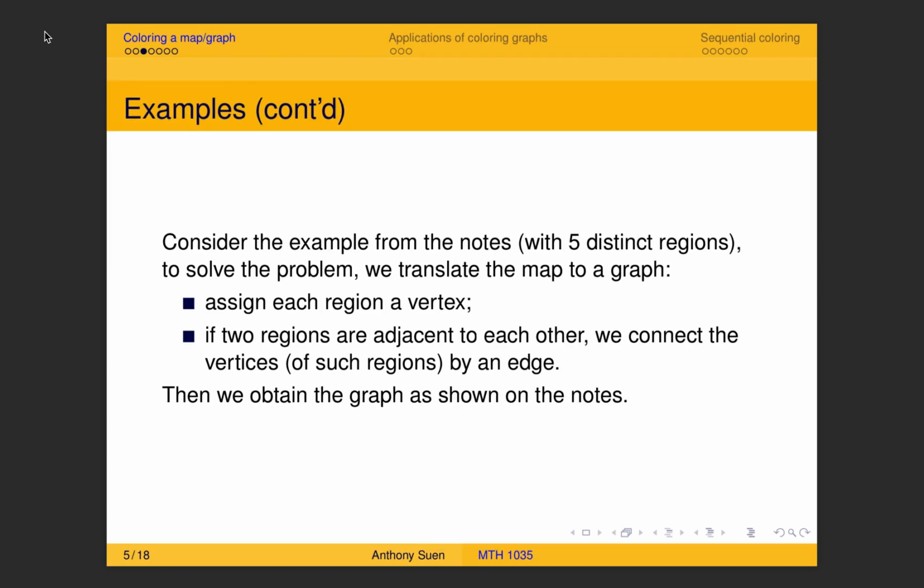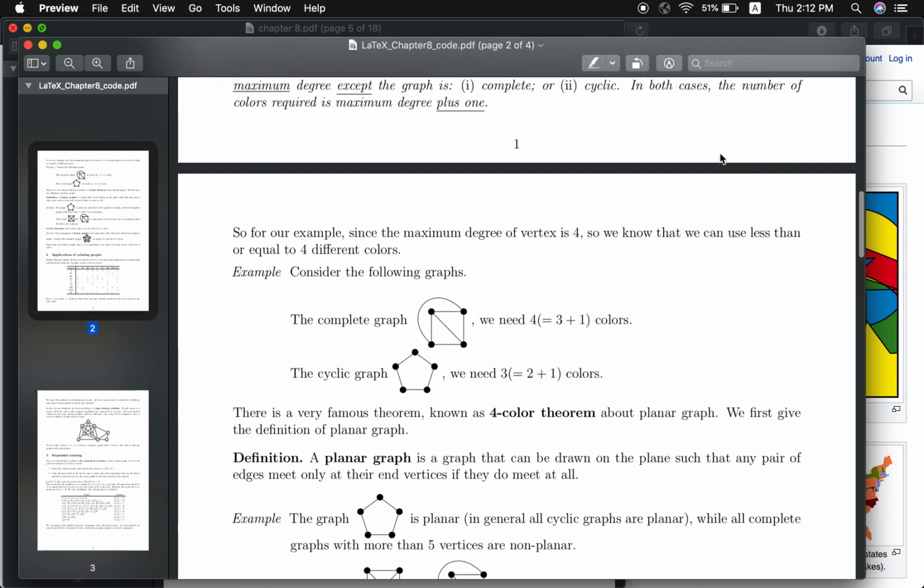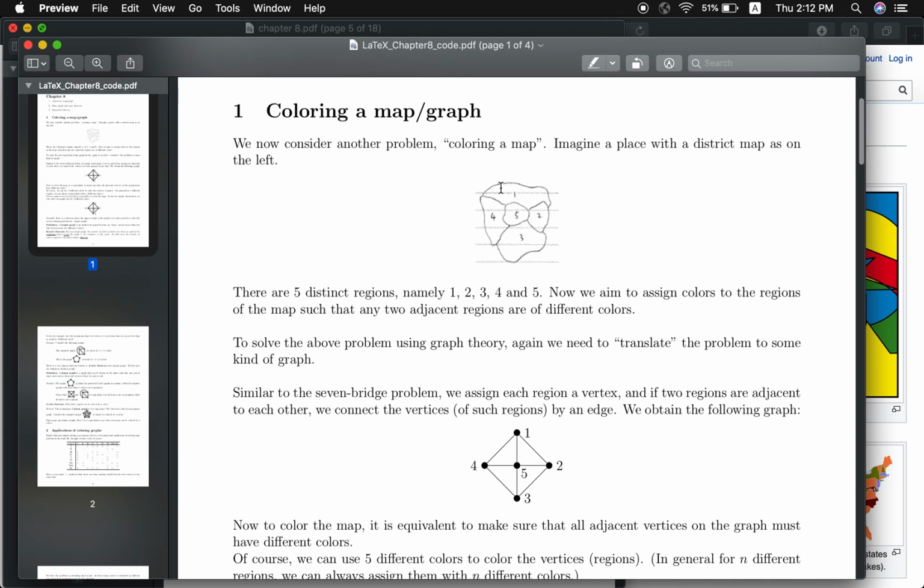Well, we can consider so many examples, just like the example I just showed you. Also, you can look at the notes. There are many examples. For example, this one, if you go to my notes, this baby map. There are only 5 regions in this diagram. Now for that so-called map, 5 regions, how can we color it? Of course, if you just follow the rule, you can easily color it without any difficulty.